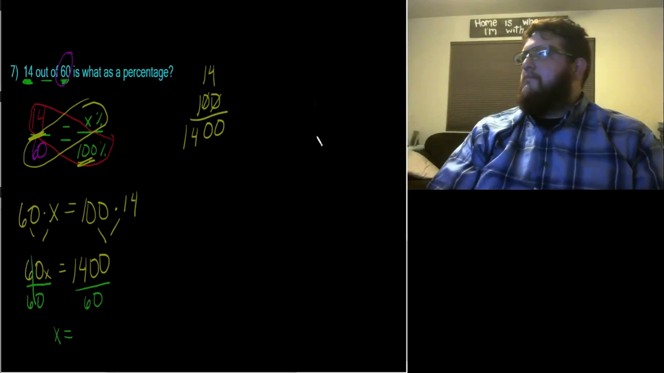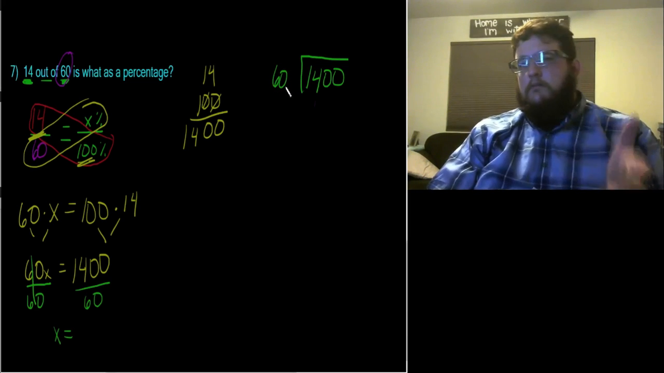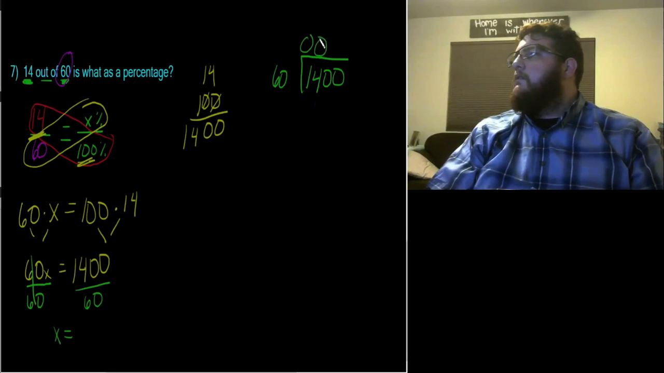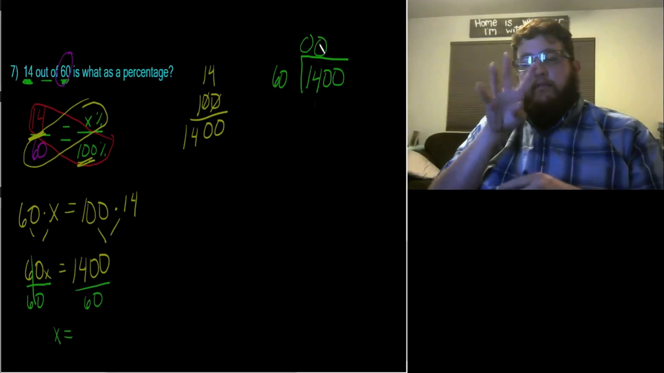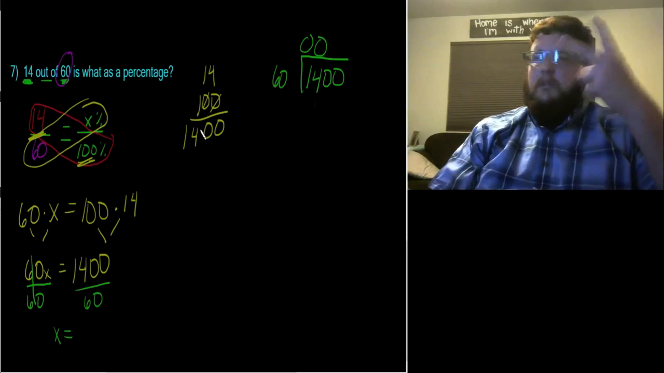On the left side, we have 60 divided by 60, which is just 1, so we'll just bring down the x. 1,400 divided by 60, I'm not quite sure what that is. 1,400 divided by 60. So we'll go ahead and do the long division. 60 doesn't go into 1, 60 does not go into 14, but 60 does go into 140. 60 goes into 140 about 2 times.